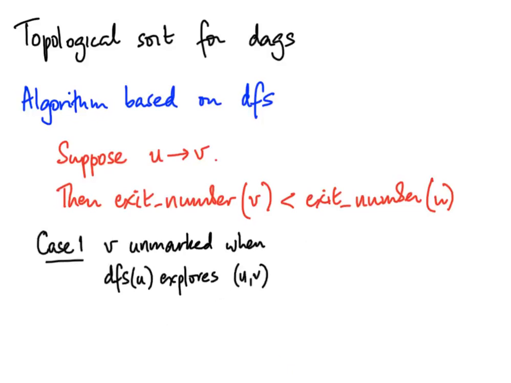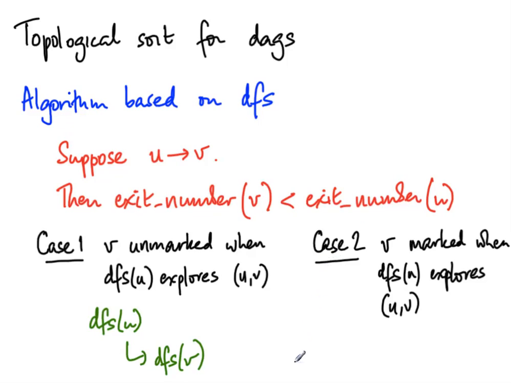There are two cases to consider to justify this claim. The first is that when DFS of U explores its neighbors and looks at the edge UV, V at this point is not marked. So DFS of U is currently operating, and it invokes DFS of V recursively as a part of the DFS procedure. So clearly DFS of V must exit before DFS of U exits. In this case, V comes off the stack first, so its exit number is strictly smaller than the exit number of U.